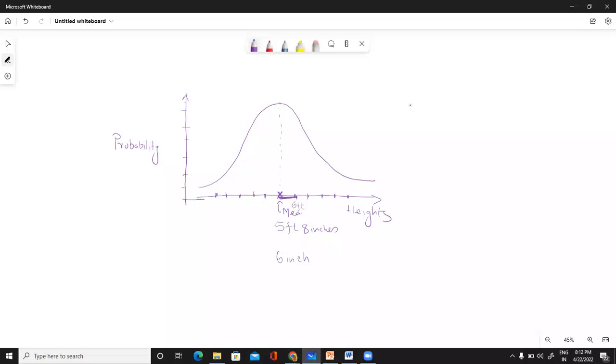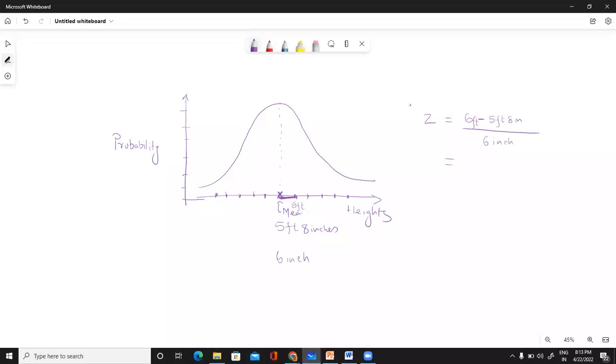So what we will do, we have this value of variable, 6 feet. We will convert that into its z value. So z value of 6 feet will be 6 feet minus 5 feet 8 inches, divided by 6 inches. You can remove the units if you keep that in mind.